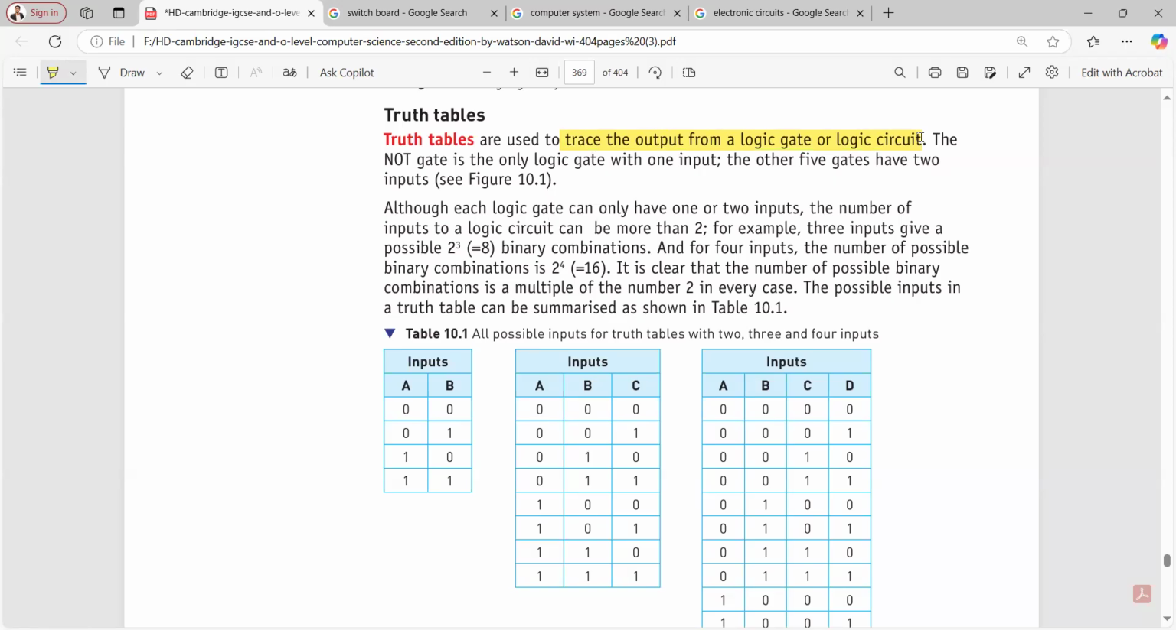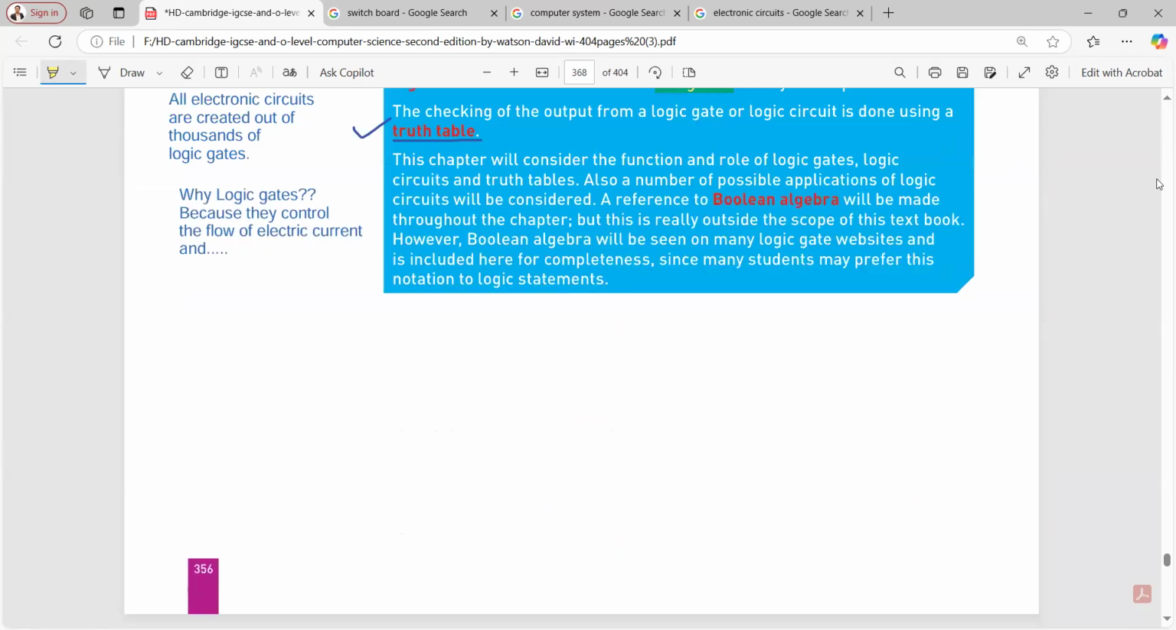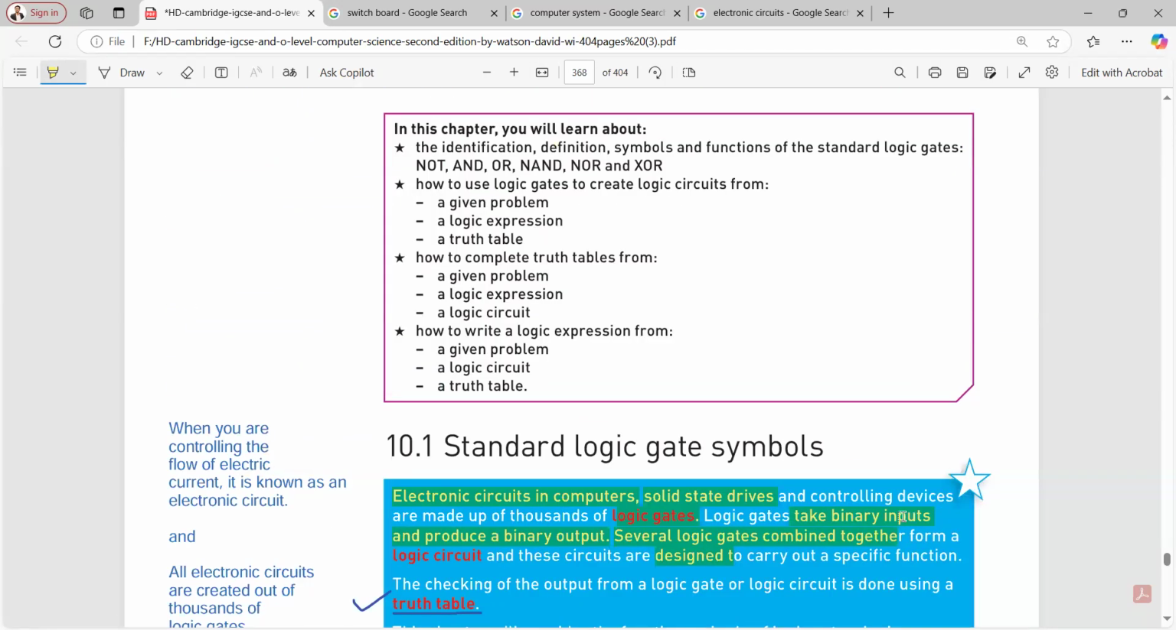Similarly, when you want to test the logic gate, you are going to use a truth table, because as I said earlier, logic gates take binary input and produce binary output. So the question is at which part the binary input is going to be saved, and at which part the binary output is going to be produced.